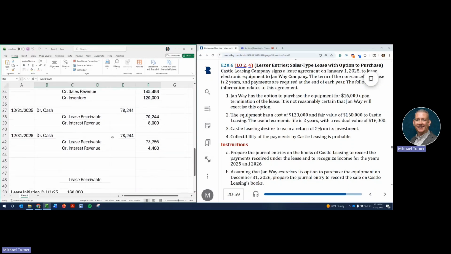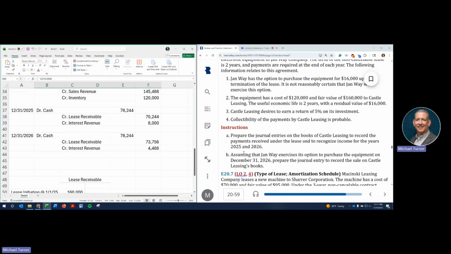So let's read Part B. Part B says, assuming that Janway exercises its option to purchase the equipment on December 31st, 2026, prepare the journal entry to record the sale on Castle Leasing's books. Okay, so if Janway does decide to keep the equipment and they're going to purchase it, they owe $16,000. So that's going to be a debit to cash of $16,000.